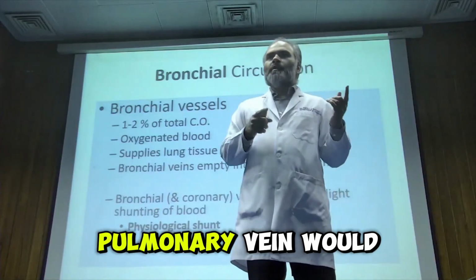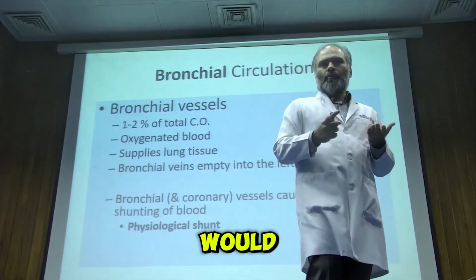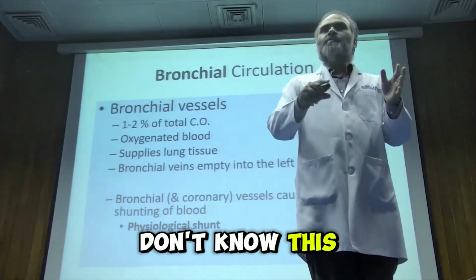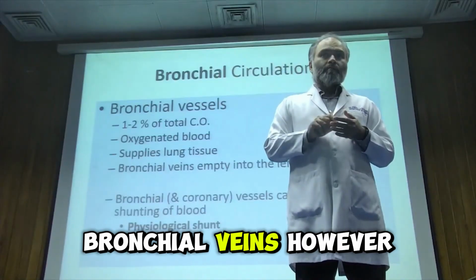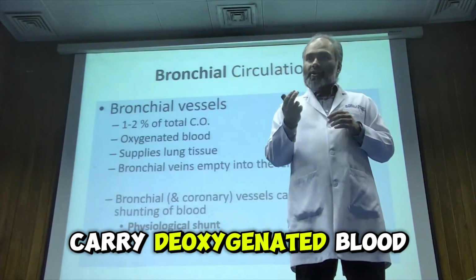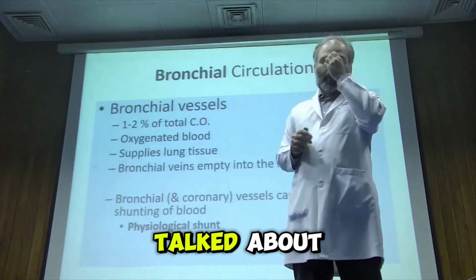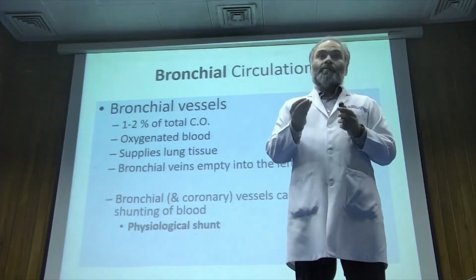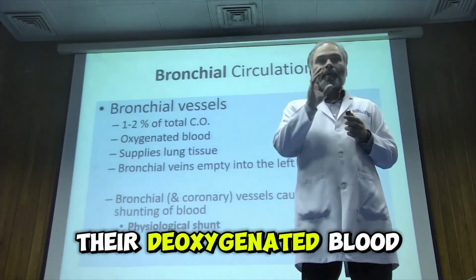Yes, the pulmonary vein would carry oxygenated blood, wouldn't it? It would. You know this. And if you don't know this, go and revise from your FSc books. Bronchial veins, however, are typical veins. They carry deoxygenated blood, because of the bronchial circulation we have talked about. Now, the problem is, where do the bronchial veins dump their deoxygenated blood?